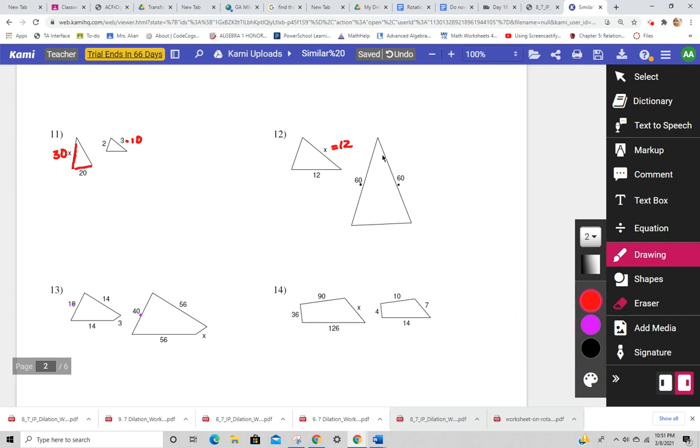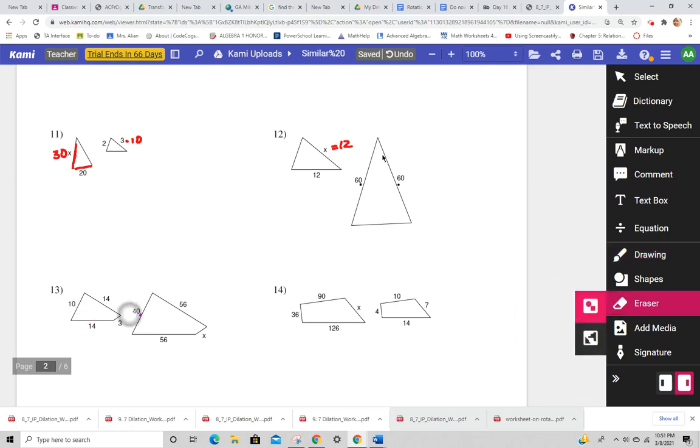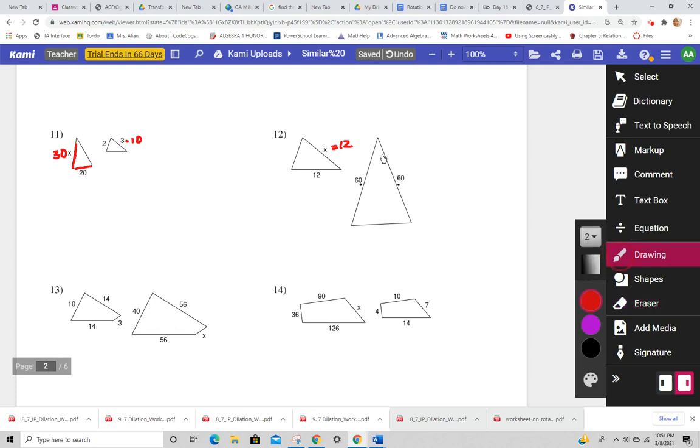All right, again, using the scale factor. Let's see, what is the scale factor for these two similar figures? How did they go from 10 to 40? They multiplied by 4. 14 times 4 is 56. So 3 times 4 will be 12. So just by using the scale factor, I can find the missing side.